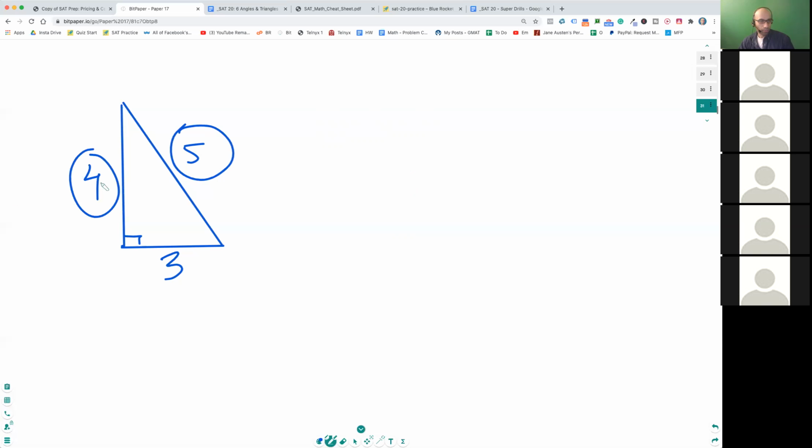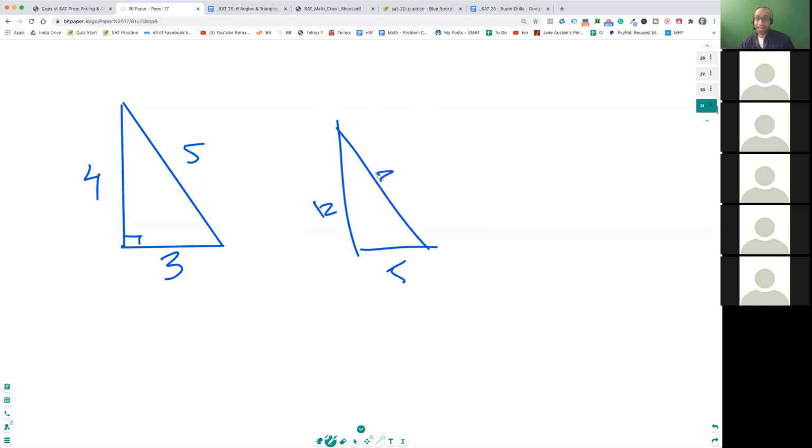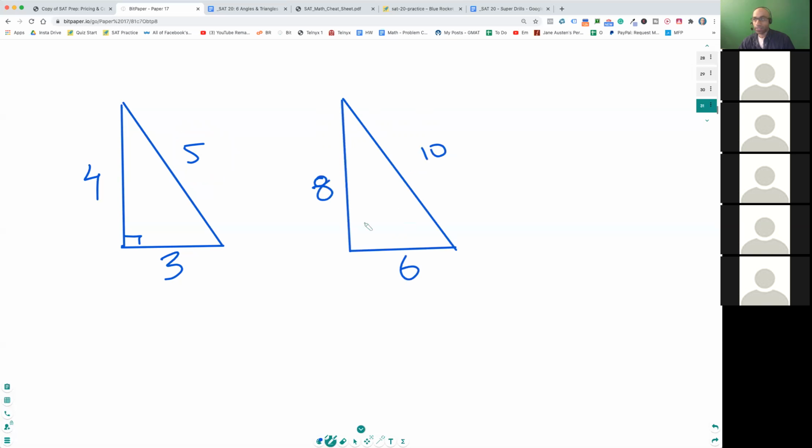Okay, so 3, 4, 5 is important, and then 5, 12, 13 is important for the SAT, right? They're not gonna ask you more than that. Okay, how is it important? They might not give you 3, 4, 5. They might give you, let's say, 6, 8, and 10, right? They might give you something like this, they'll give you 6 and 10, and they're like, oh, this is a right angle triangle.